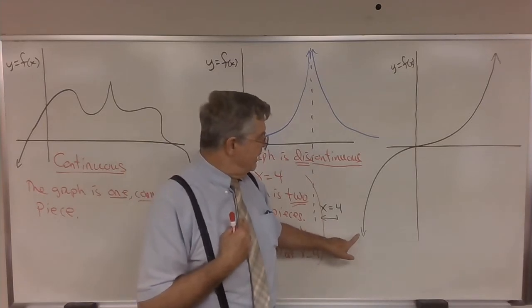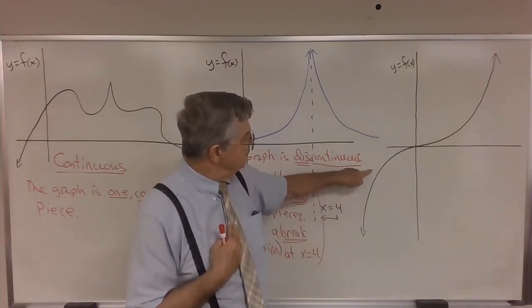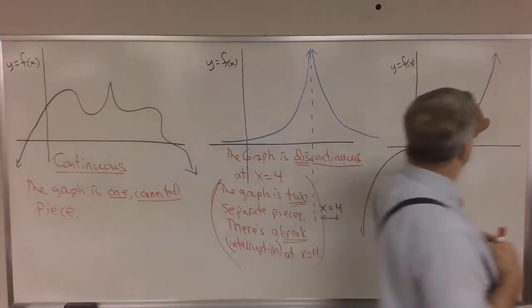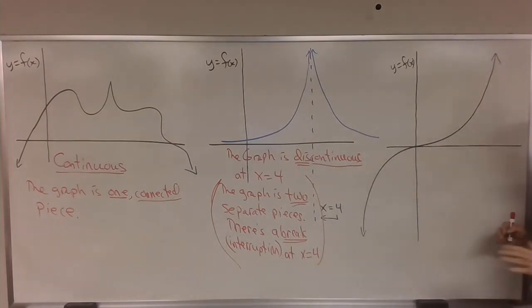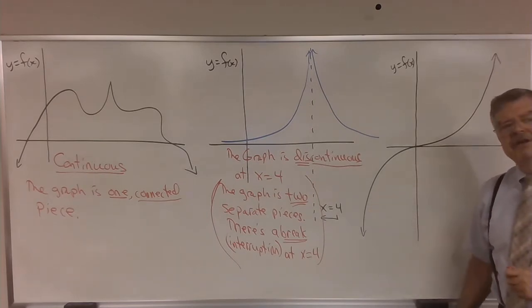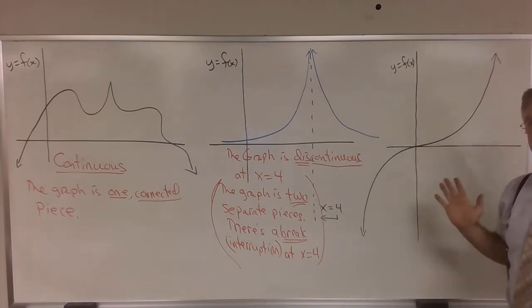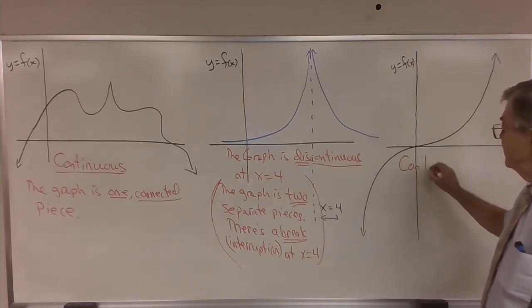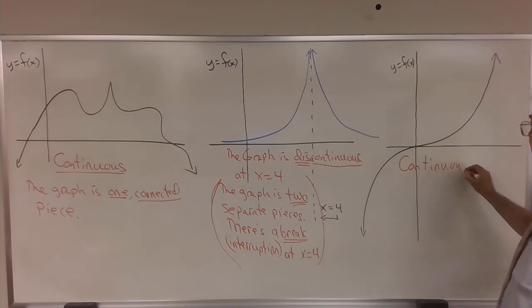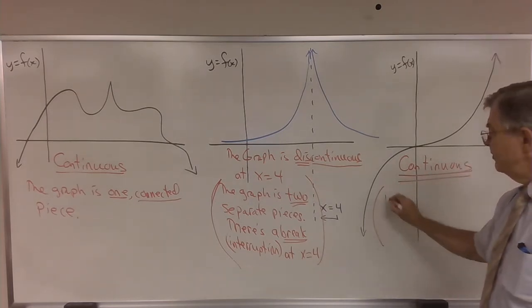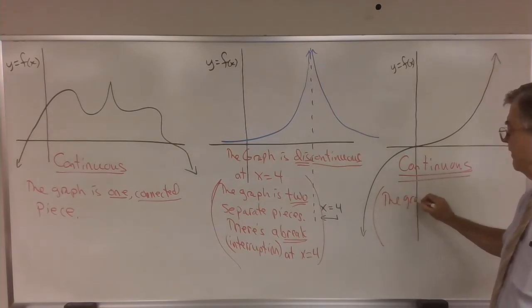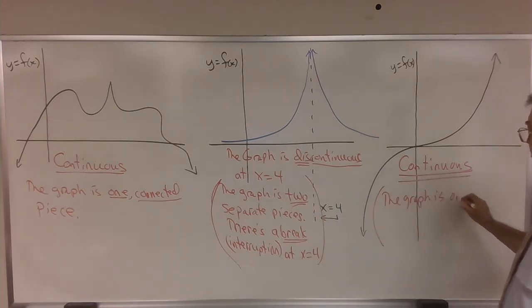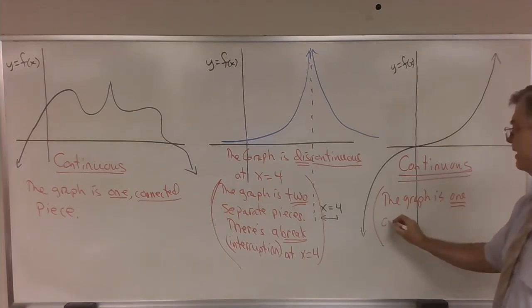It looks like here I can take my finger and move along this graph and never lift my finger off the graph and move from one point on the graph to any other point on the graph without lifting my finger. One connected piece. So I think our vote here is going to be for continuous. And we got to have a reason. The graph is one connected piece.